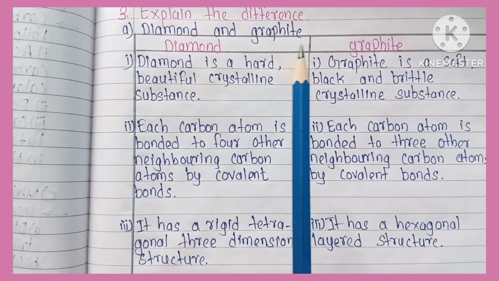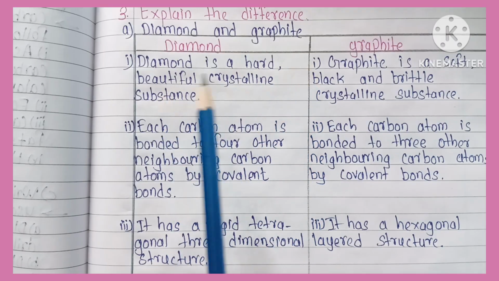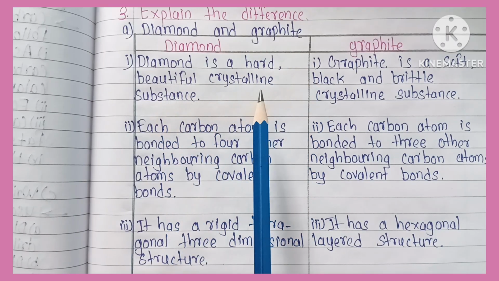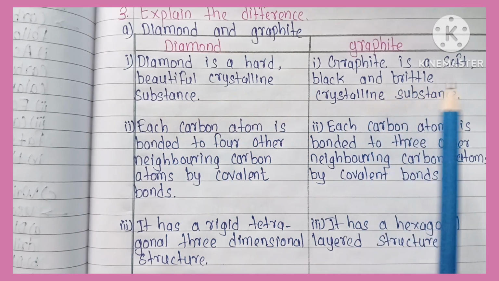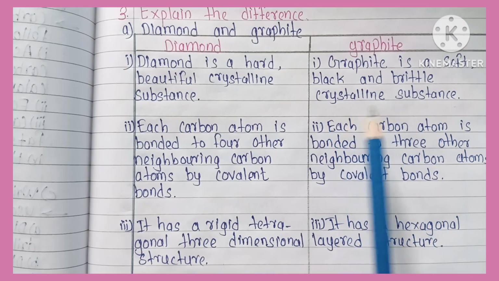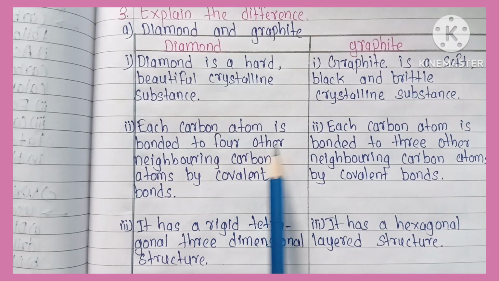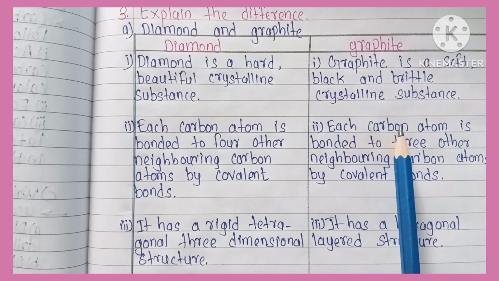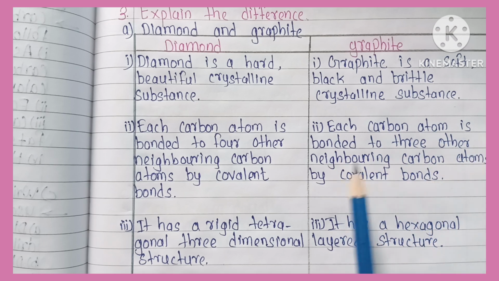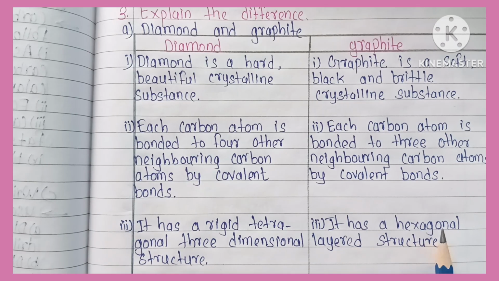Third question, explain the difference between diamond and graphite. Diamond is a hard, beautiful crystalline substance. Graphite is a soft, black and brittle crystalline substance. Diamond, each carbon atom is bonded to four other neighboring carbon atoms by covalent bonds. Graphite, each carbon atom is bonded to three other neighboring carbon atoms by covalent bonds. Diamond, it has a rigid tetrahedral three-dimensional structure. Graphite, it has a hexagonal layered structure.